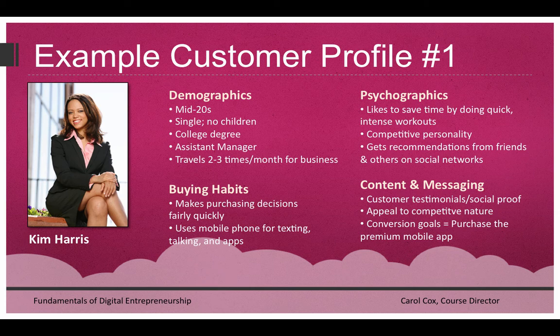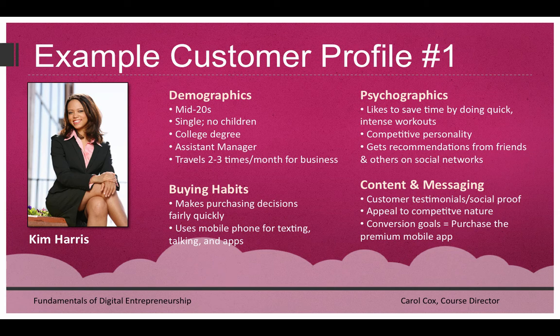I've given her some characteristics. She's in her mid-20s, she's single, no children, she has a college degree, she's an assistant manager, and she travels 2 to 3 times per month for business, so fairly regularly. She makes purchasing decisions fairly quickly, and she uses her mobile phone quite often for texting, talking, and apps. She likes to save time by doing quick, intense workouts. She has a competitive personality. She gets recommendations from friends and others on social networks.